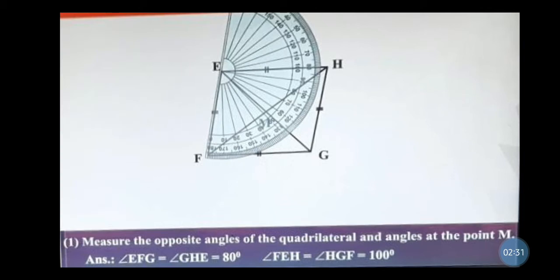Based on the activity, we will be answering the following questions. Measure the opposite angles of the quadrilateral and angles at the point M. So, the opposite angles over here are angle F and angle H, and the next pair is angle E and angle G. So, the answer is angle EFG is equal to angle GHE, that is 80 degrees. And the next pair, angle FEH is equal to angle HGF is equal to 100 degrees. So, the opposite angles of a rhombus are congruent.